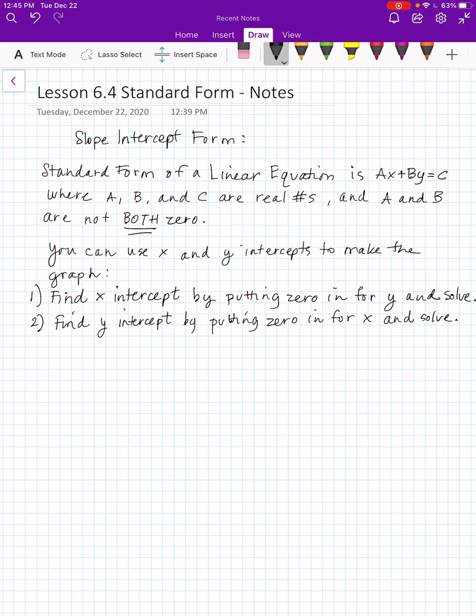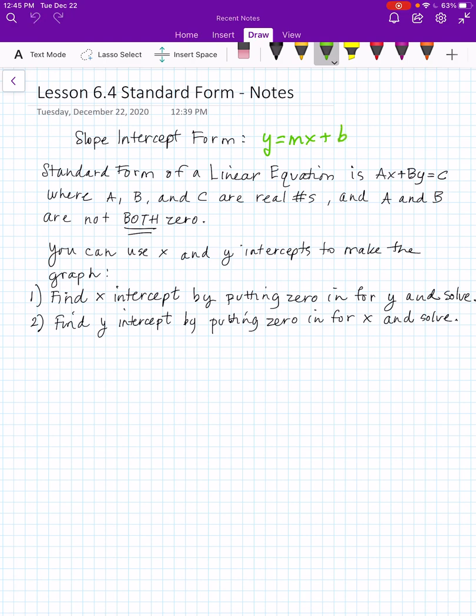So we are back with 6-4, standard form. So we've talked about slope-intercept form, so now we're going to talk about a different form and some of the characteristics of this form and why we like this form, what it helps us with as far as math is concerned. So the last form we talked about was slope-intercept form.